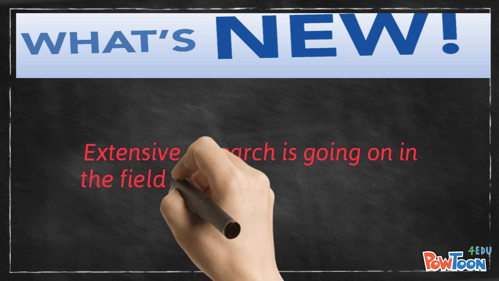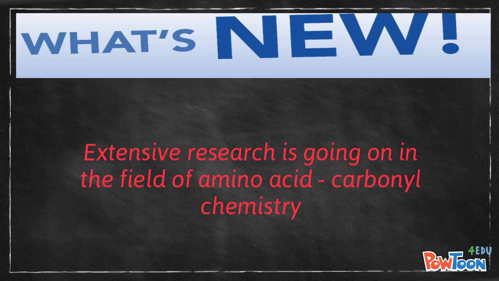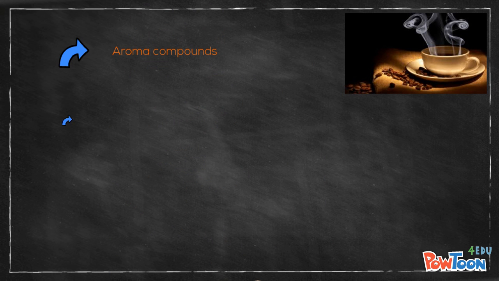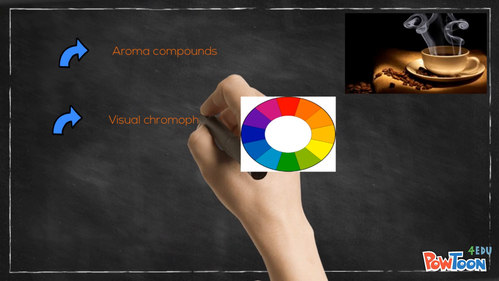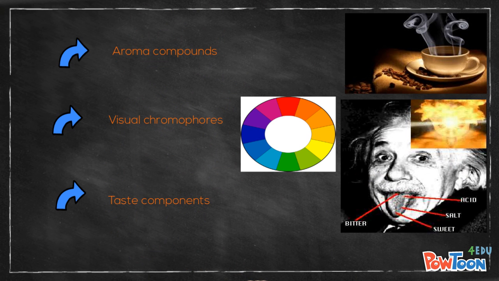Extensive research and exploration is going on in the field of amino acid carbonyl chemistry, especially with the development of advanced technologies for research. And more often, the Strecker-like reactions are being considered not only as a source of aroma compounds, but also as contributors of visual chromophores and as chemical components, as we have seen before.